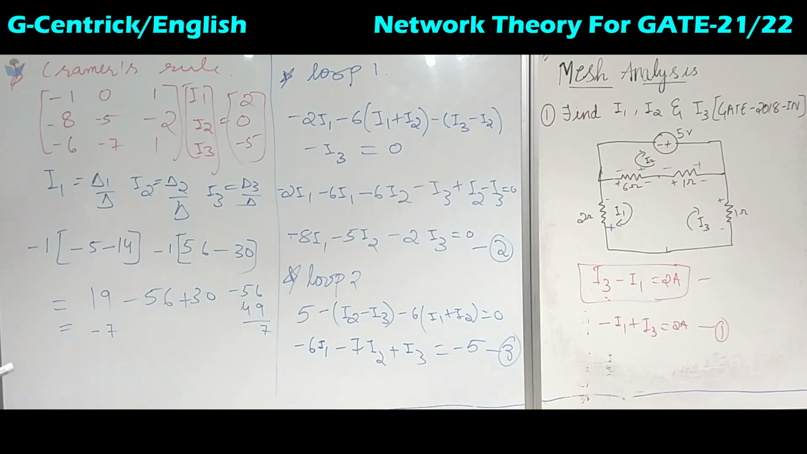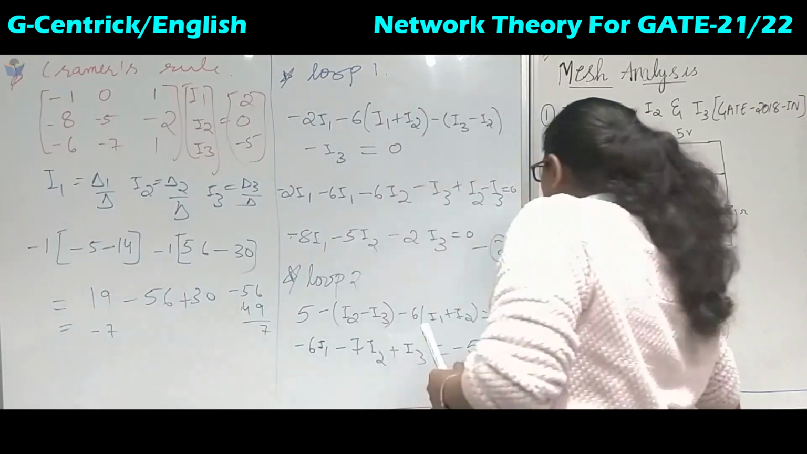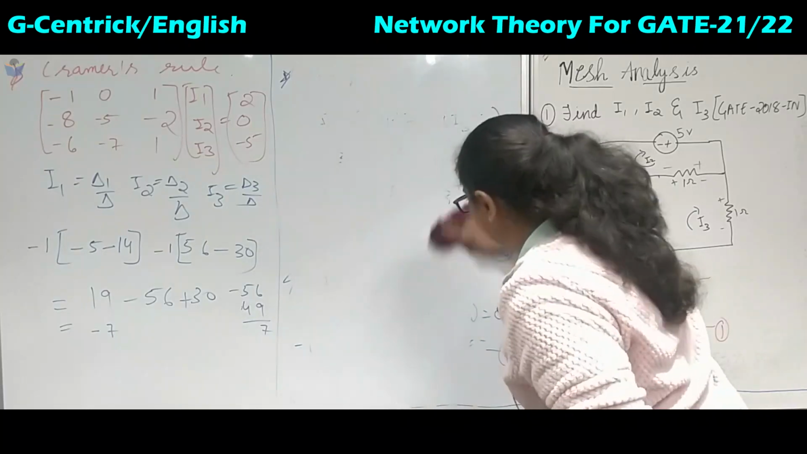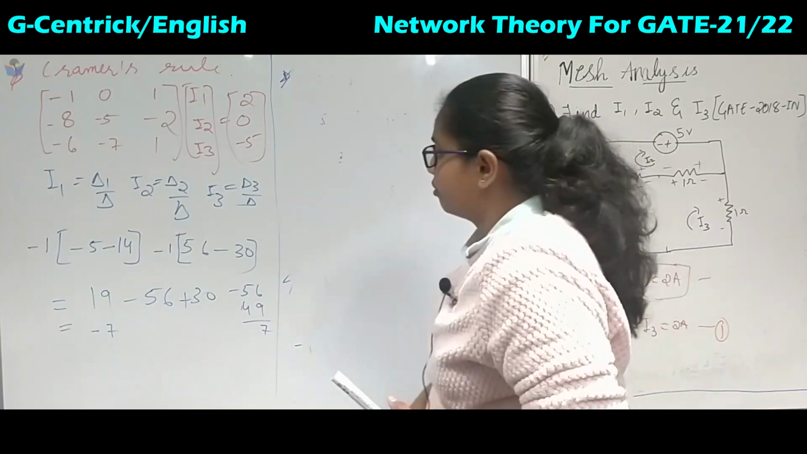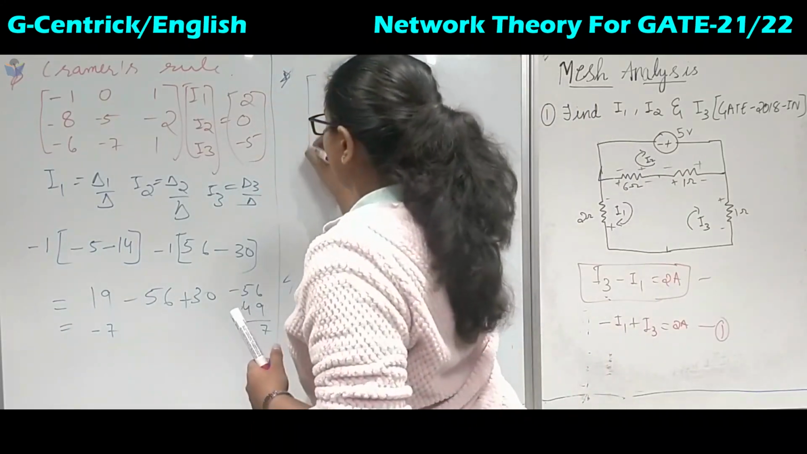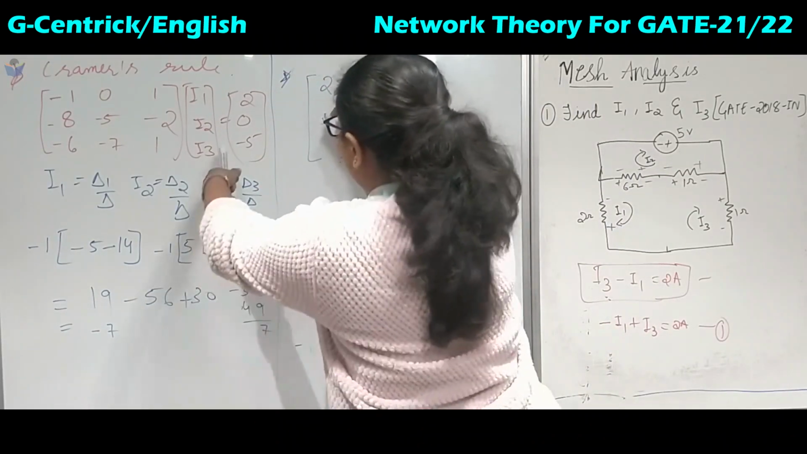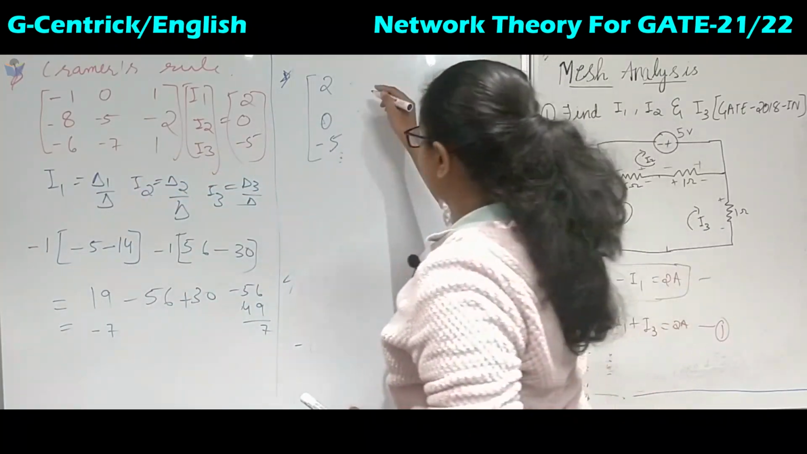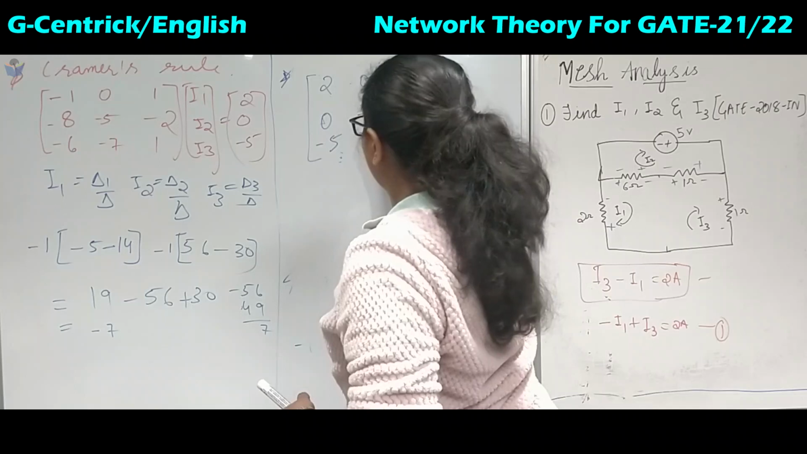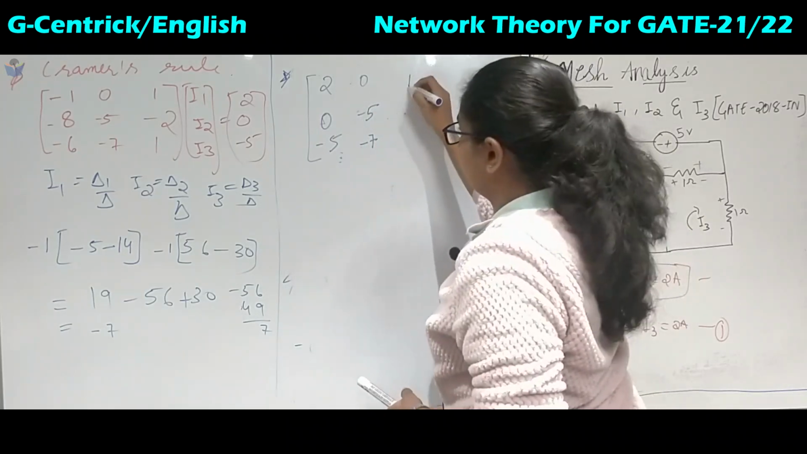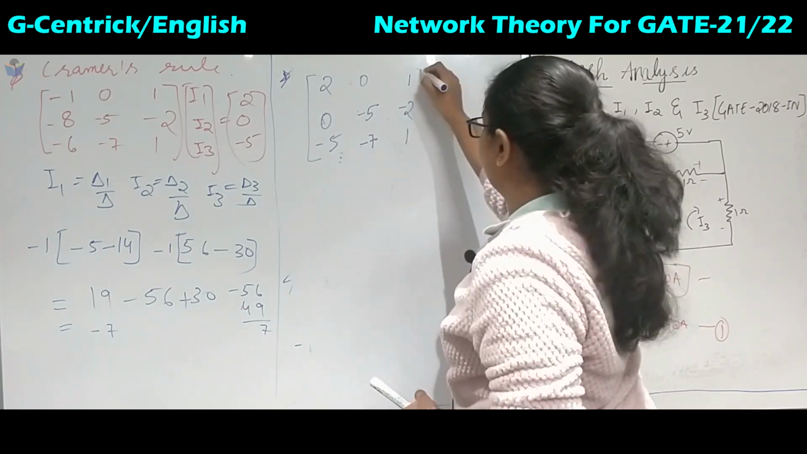So for del 1, how do we find? I will rub this equation. So for finding del 1, you have to replace the first column with this equation. So writing the first column, replacing it with 2, 0, minus 5 and writing the remaining two columns as it is. So 0, minus 5, then minus 7, 1, minus 2 and 1.